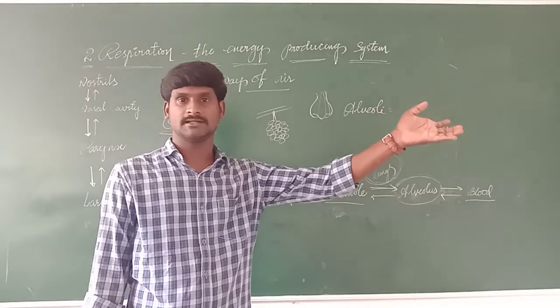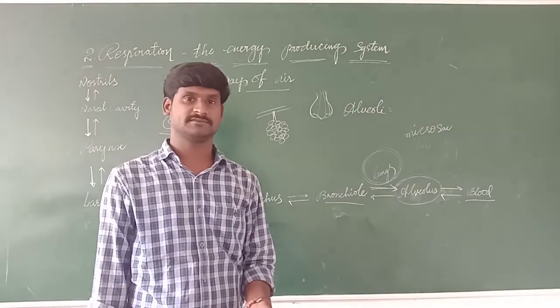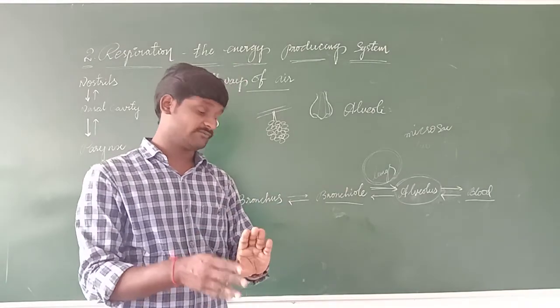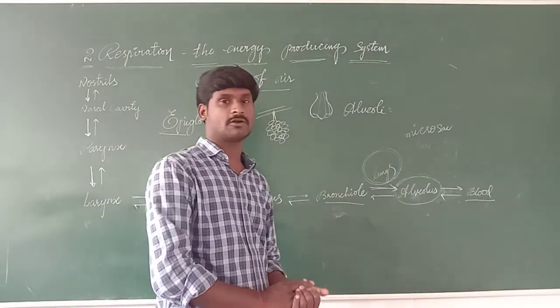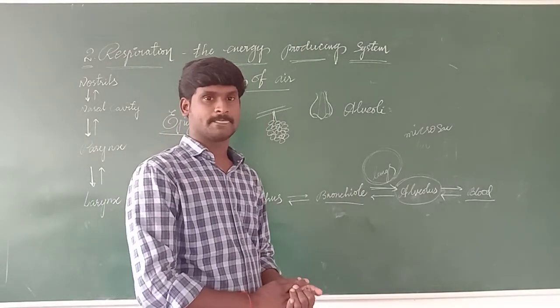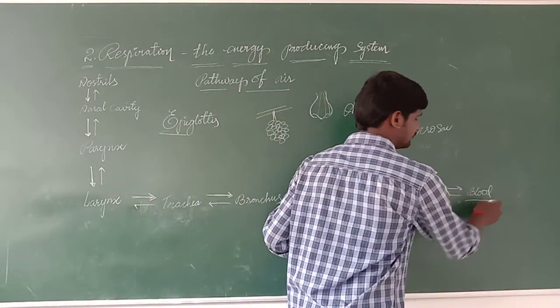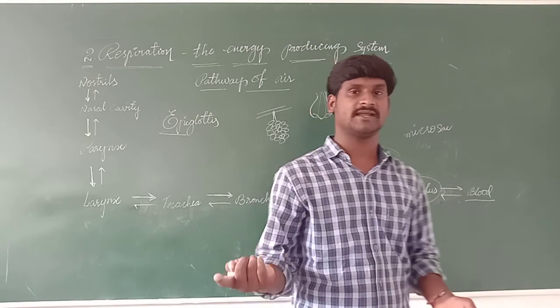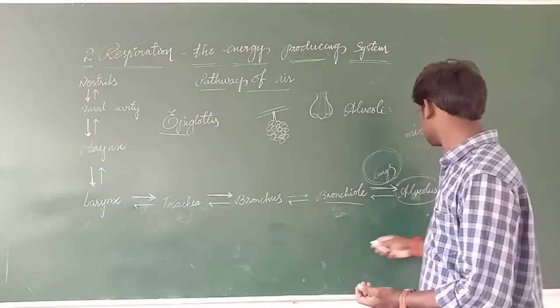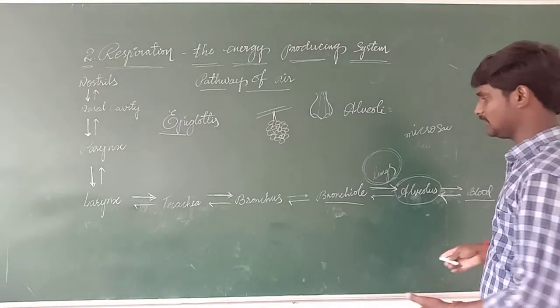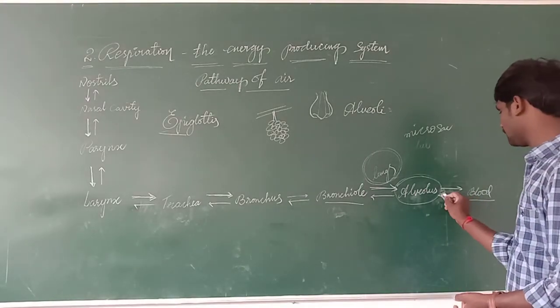That is where cellular respiration happens. After cellular respiration is complete, the oxygen is converted into carbon dioxide. At that time, who brings the carbon dioxide back? Again, the blood only, in reverse. So, the blood brings the carbon dioxide.